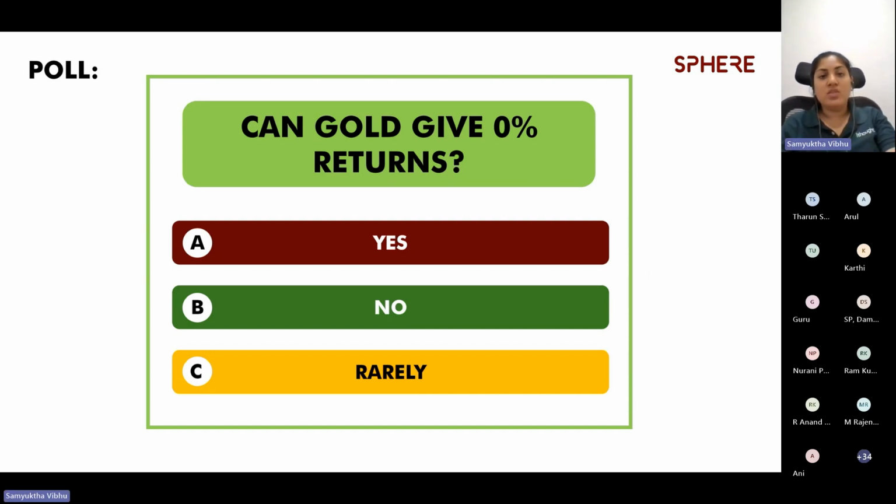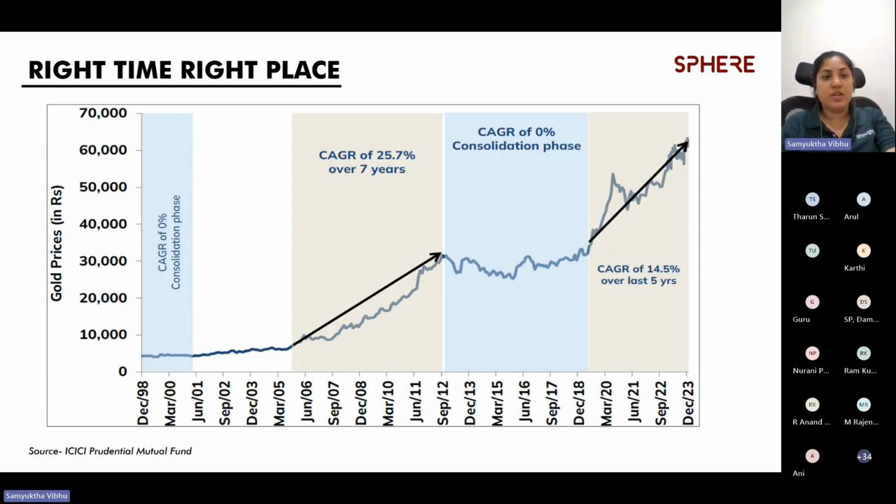So let's actually look at the data, and we picked up this from the ICICI multi-asset presentation, and they show us that gold prices in terms of rupees go through phases where you don't make returns. For those of you who answered B, that no, gold can't lose value, I think there is an intuitive understanding to what you are saying, right?